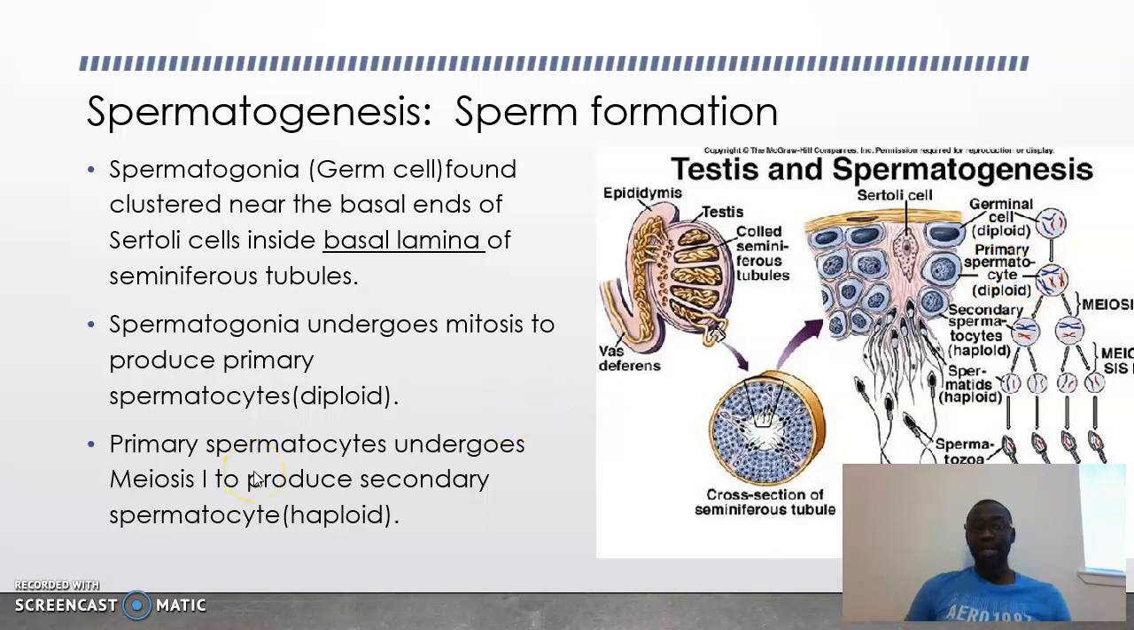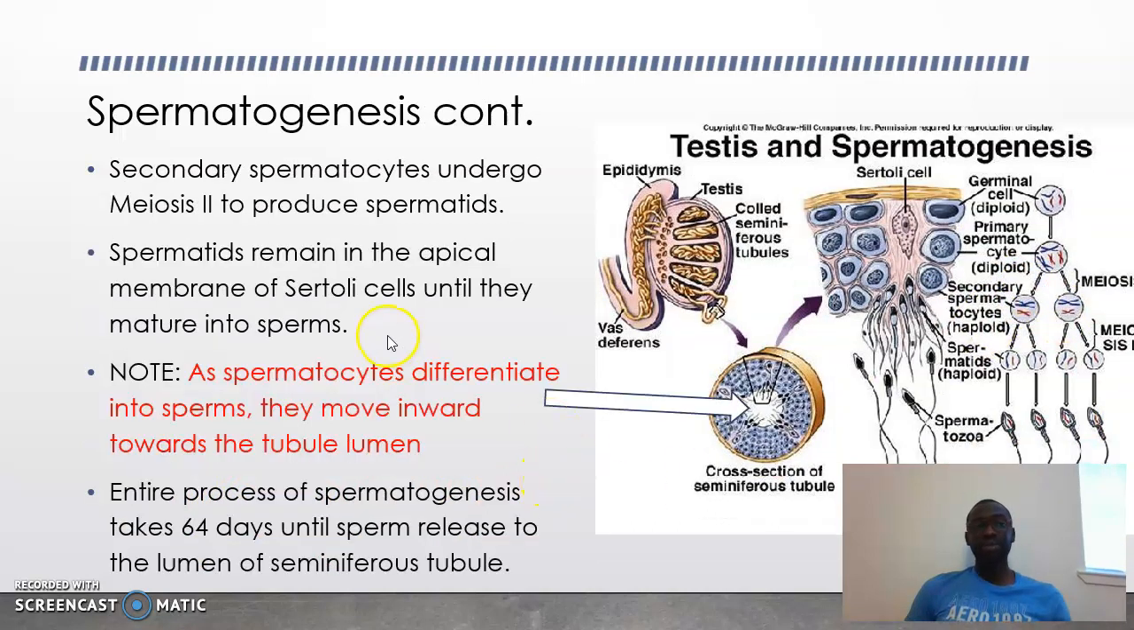The primary spermatocyte undergoes a different form of cell division called meiosis to produce the secondary spermatocyte, which is haploid. The secondary spermatocyte then undergoes the second part of meiosis to produce spermatids. The spermatids remain in the apical membrane of Sertoli cells until they mature into sperms. They are not ready to be sperms yet, so they hang around the Sertoli cells.